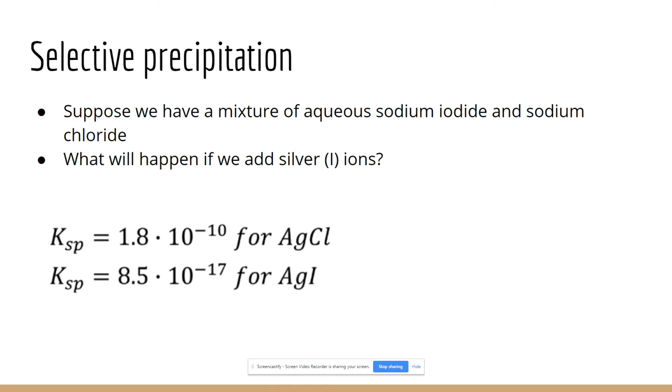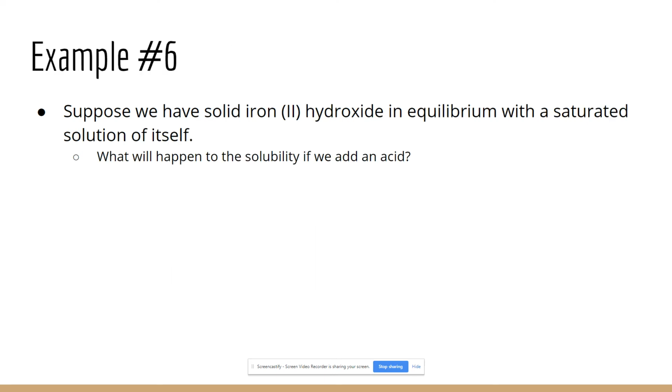It's actually a yellow color. And then once all of that is precipitated out, if I keep adding silver ions, the AgCl will precipitate out second. And so that's called selective precipitation. I am choosing, by adding something slowly, to precipitate one compound out first and then a second compound.